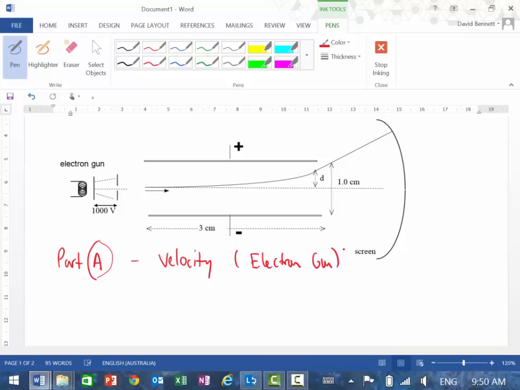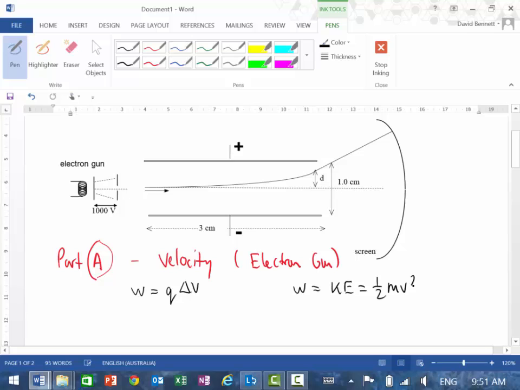So what was the formula we used the other day when we were doing this? What did it gain? It gained energy, and the form of energy that it gained was work, wasn't it? We know work's equal to Q delta V, and that work is equal to the kinetic energy that it gains, so that's equal to a half mv squared.